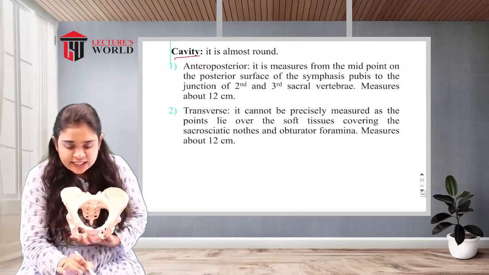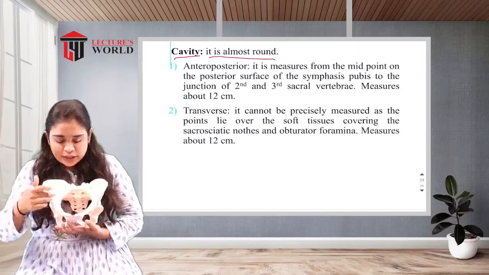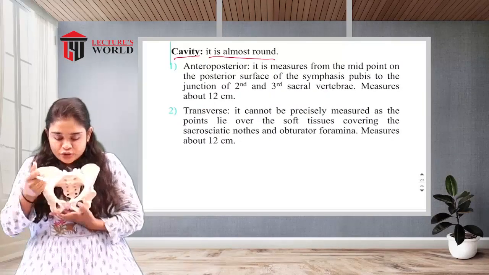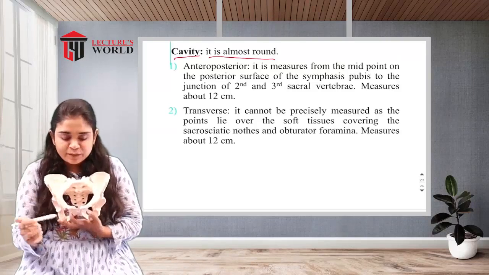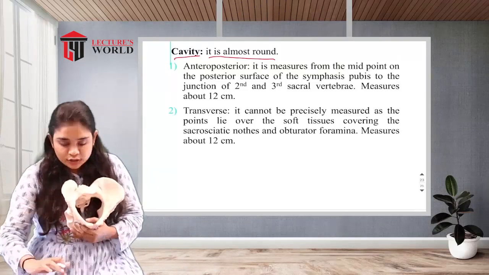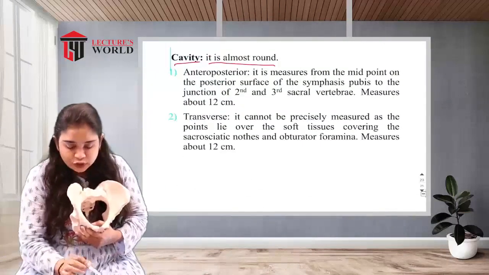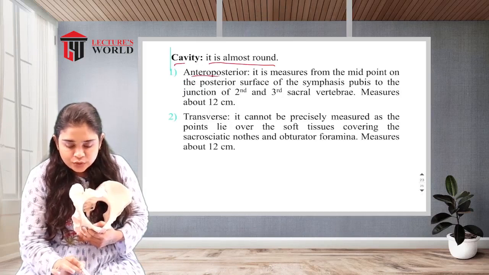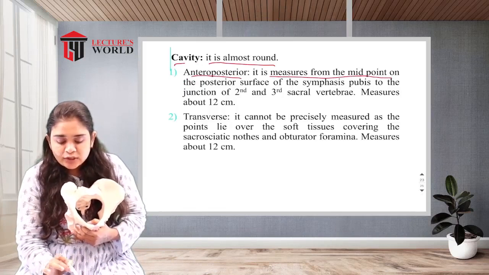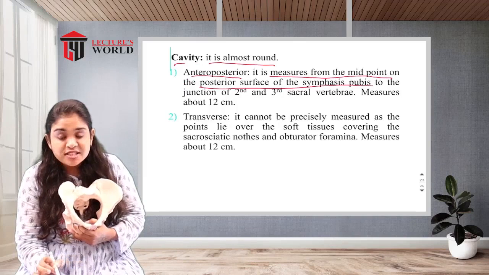So the cavity is almost round in shape. If we talk about the cavity, this is the brim area and this portion is known as the cavity. In that there are two diameters. First is the anterior posterior diameter. It measures from the midpoint on the posterior surface of the symphysis pubis.